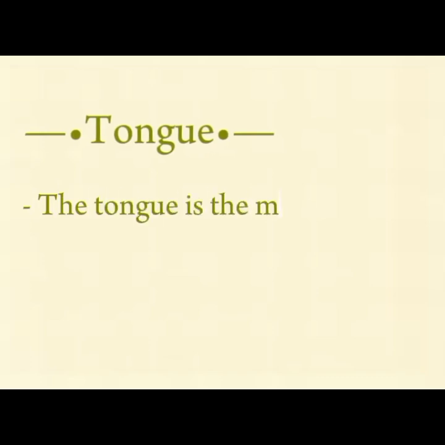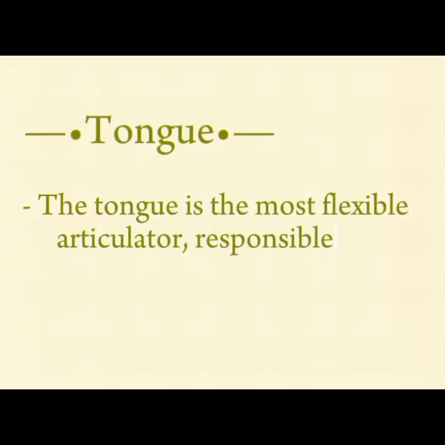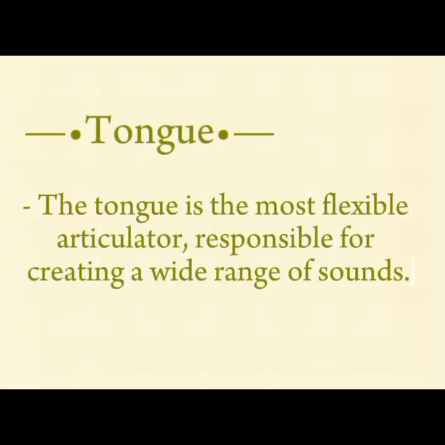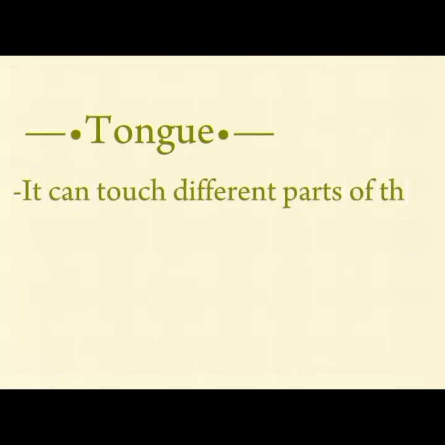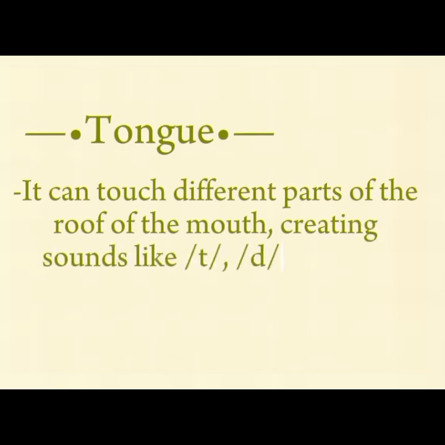And the second example is the tongue. The tongue is the most flexible articulator responsible for creating a wide range of sounds. It can touch different parts of the roof of the mouth, creating sounds like t, d, s, z, k, and g.